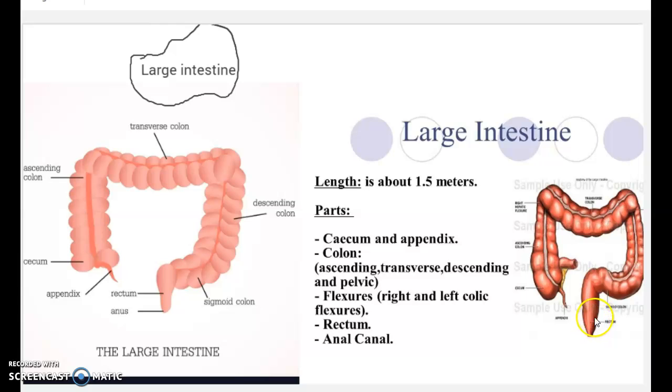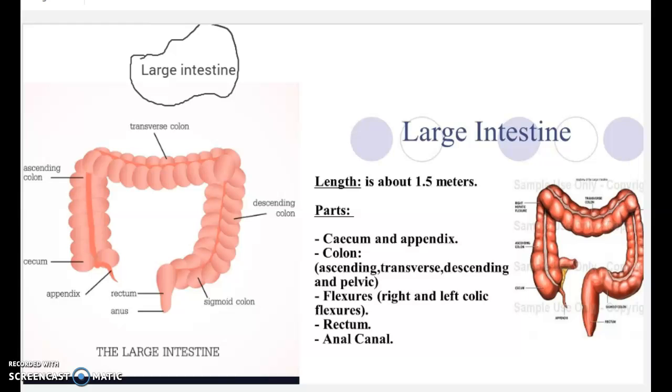The last 2 to 3 centimeter part of the rectum is known as the anal canal. The anal canal opens to the outside with the help of an opening known as the anus. The anus also has a smooth muscle layer which controls the opening and closing of the anus. That is known as the anal sphincter.